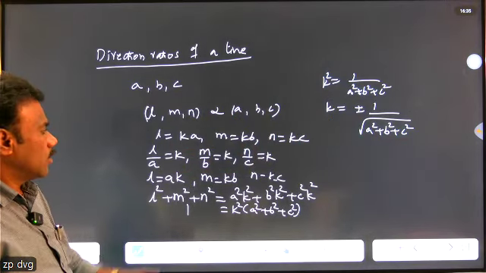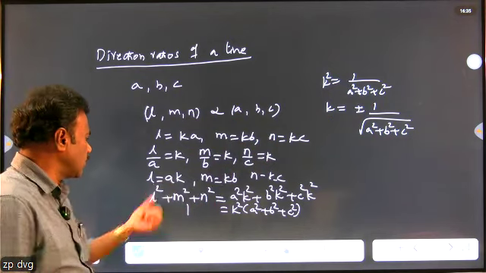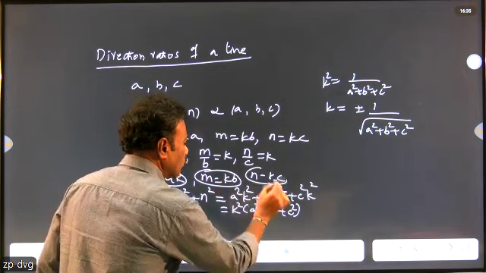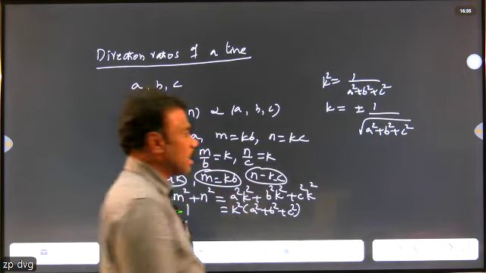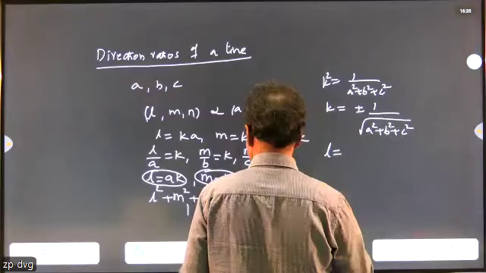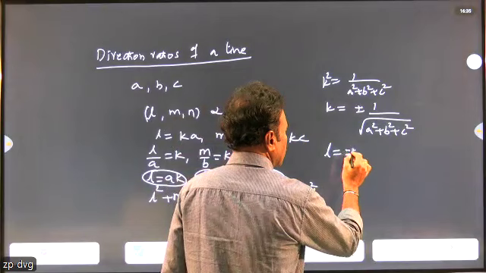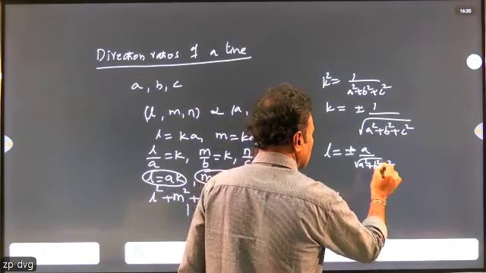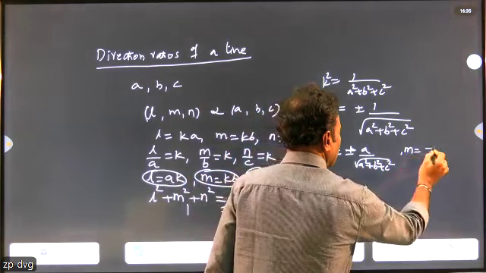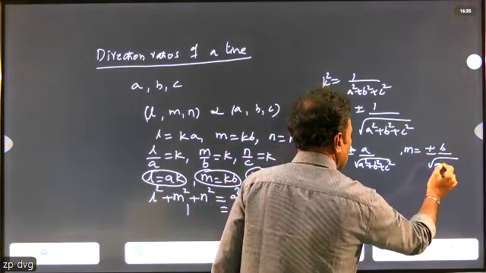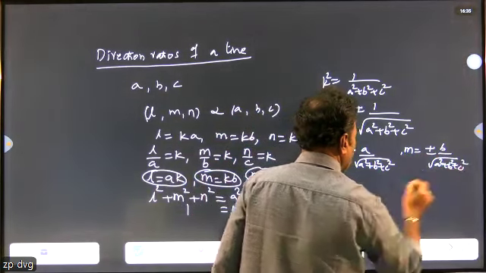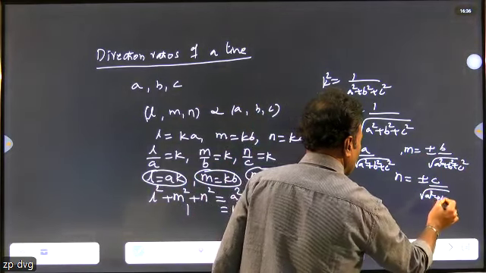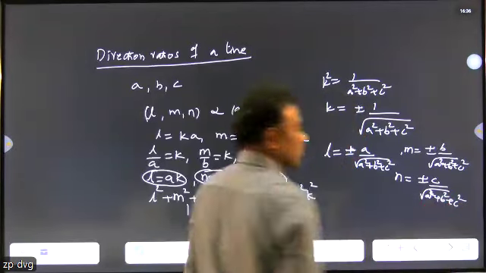Now, if you substitute that value in l is equal to ak, m is equal to kb, and n is equal to kc, you get the direction cosines. l is equal to plus or minus a by square root of a square plus b square plus c square, m is equal to plus or minus b by square root of a square plus b square plus c square, and n is equal to plus or minus c by square root of a square plus b square plus c square.